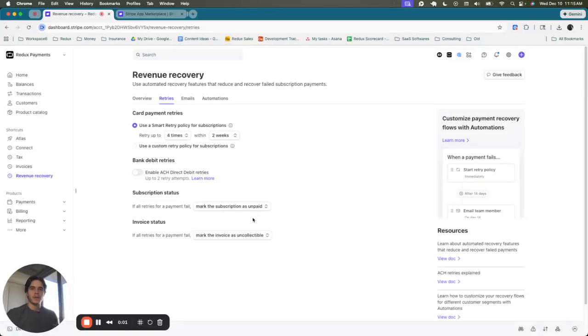Hey, I'm Philip with Redux Payments, and I'm going to show you how to fix your failed payments on Stripe. We're going to go over the basic Stripe configurations, areas where those kind of fall short, and then how to go well beyond what even the Stripe basic out-of-the-box settings allow.